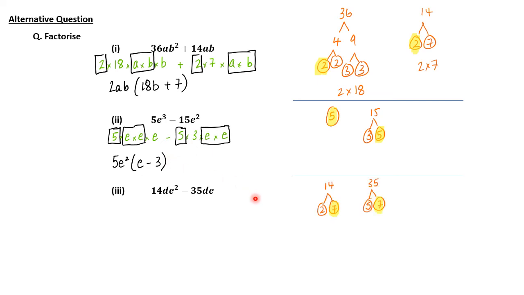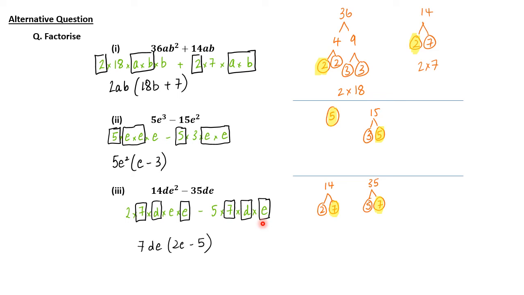In this last one, 14 and 35, you should know that they're both multiples of 7, 2 lots of 7 and 5 lots of 7, so 7 is my factor of the numbers, and then d times e squared and d times e for the second one. So my common factors then, I've got 7, I've got d, and I've also got e, so I can put that all together, 7de, which means in the bracket I need 2e minus 5.